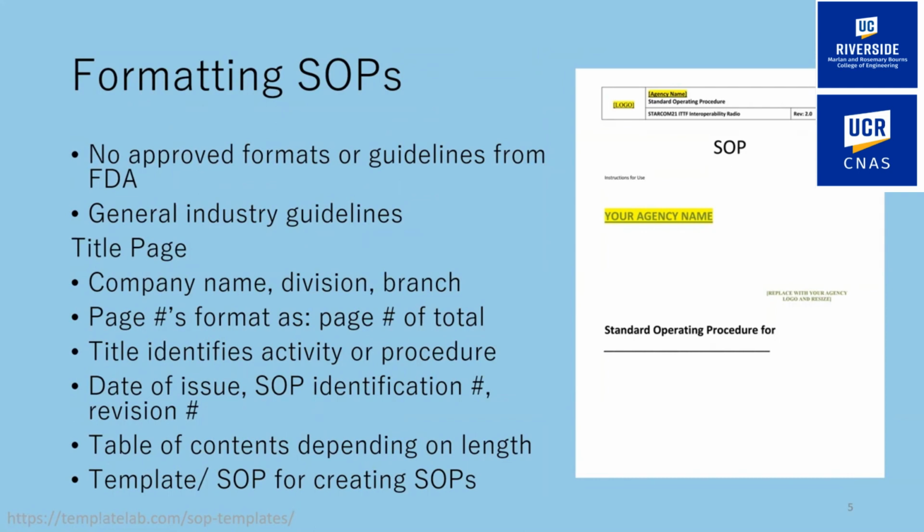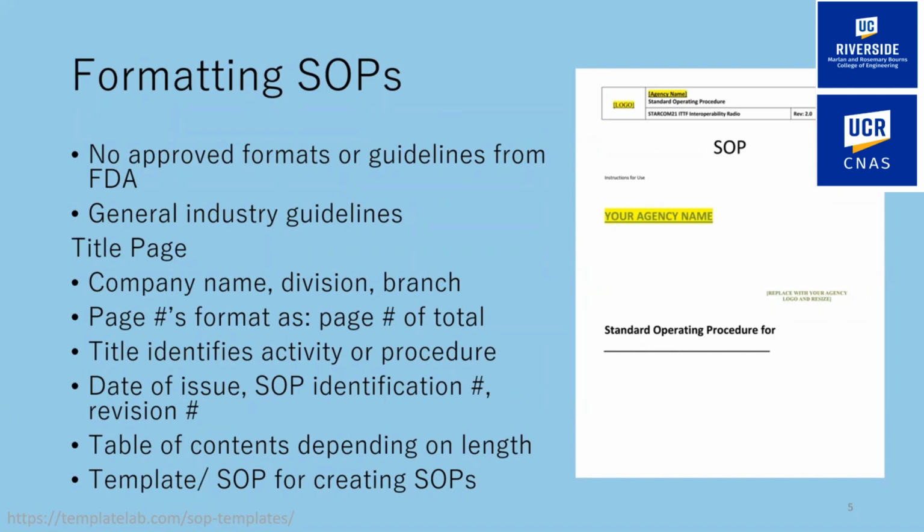So what format should a standard operating procedure have? Well, there are no approved formats or guidelines from the Food and Drug Administration for standard operating procedures, so there is some leeway allowed here. There are some general industry guidelines as to how a standard operating procedure should be formatted, though. Typically, your standard operating procedure should have a company name, a division, or a branch of whatever organization it is you're working for. The pages should be numbered with a page number of total pages, so page 1 of 2, or 5 of 6, or whatever the case may be.